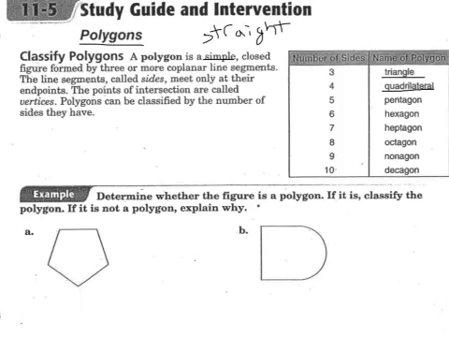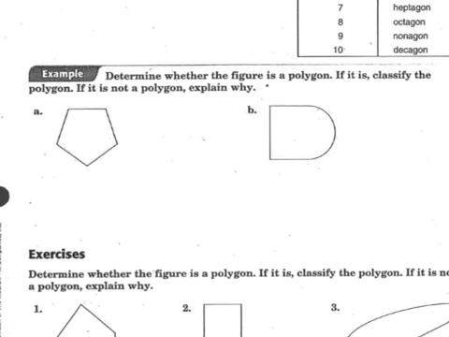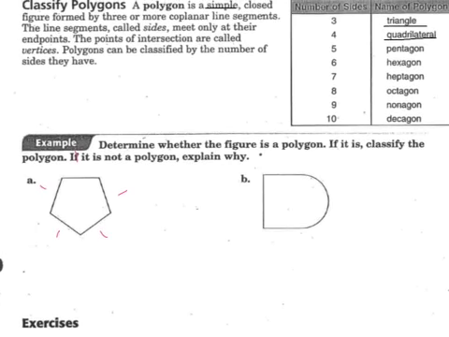So we're going to look at our first example, and we're going to determine whether the figure is a polygon or not, and classify what type of polygon it is. In our first figure, we have 1, 2, 3, 4, 5 straight lines that all meet and create a closed shape. So yes, this is a polygon. Now we need to determine what type. If we look back up at our table, our polygon has 5 sides, so it's a pentagon.